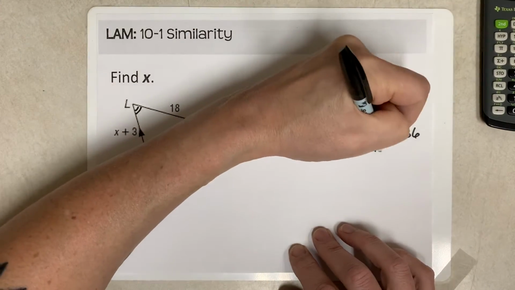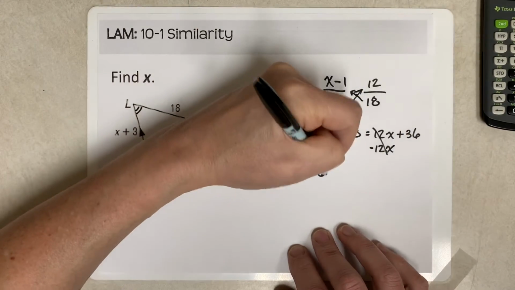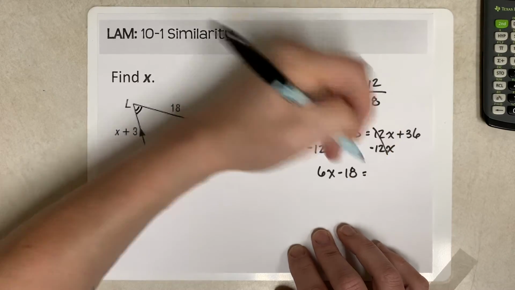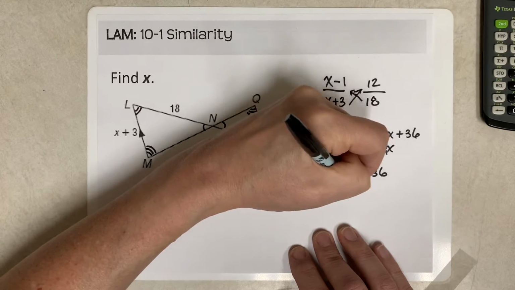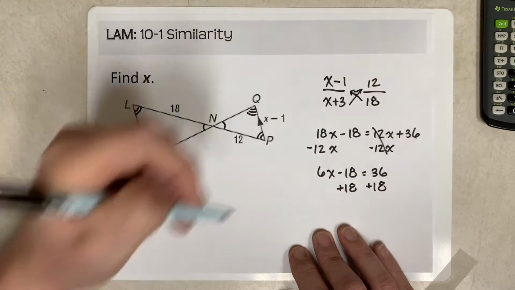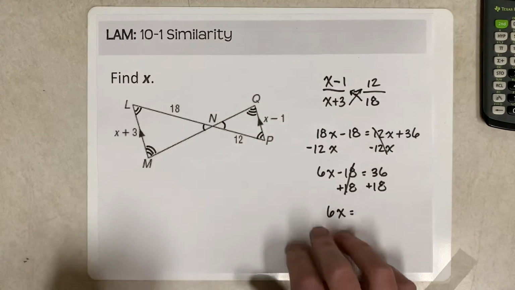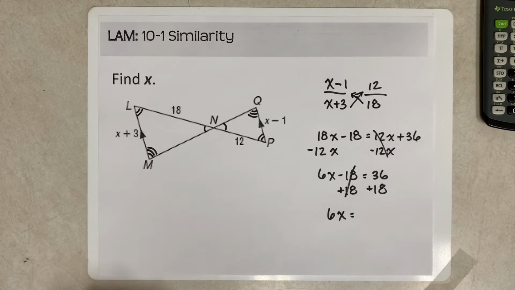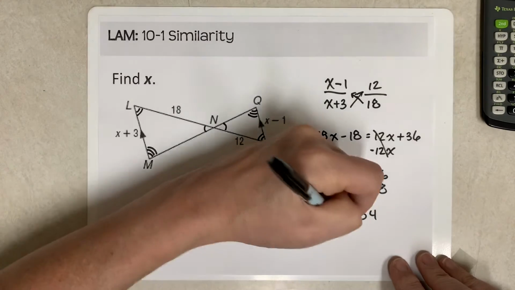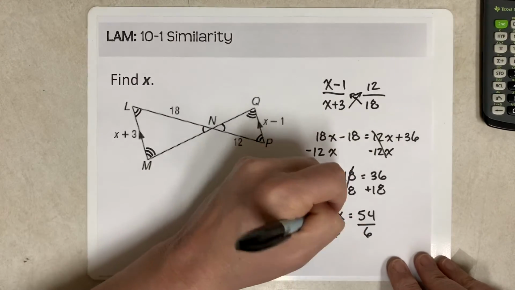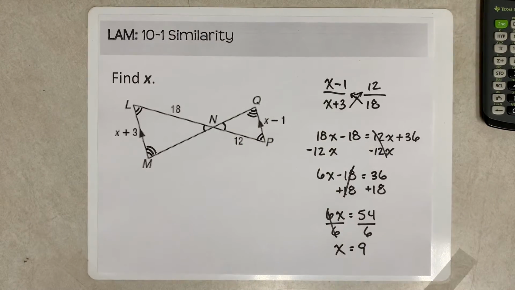Okay, so I'm going to subtract 12x on both sides. 18 minus 12 is 6x. Minus 18 is equal to 36. Add 18 to both sides. And so if we do that, we get 6x is equal to 36 and 18. Well, 36 and 20 make 56. Take 2 away, should be 54. And if we divide by 6, 9 times 6 is 54. So x is equal to 9.